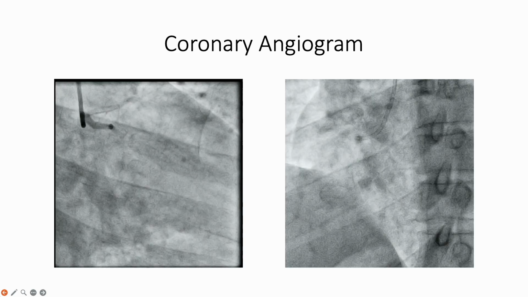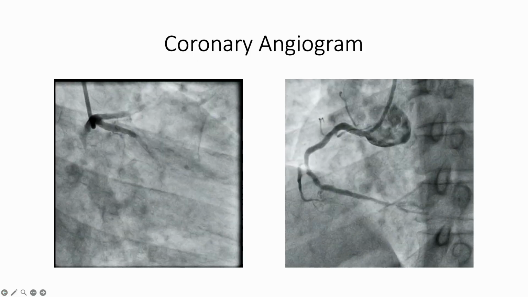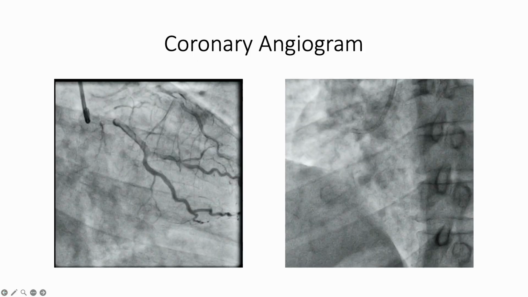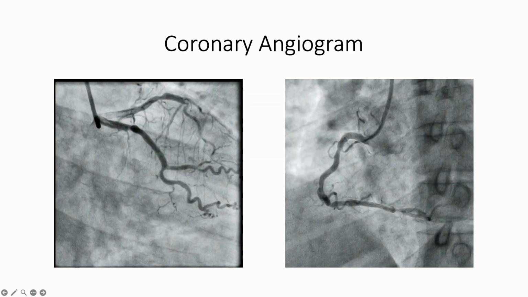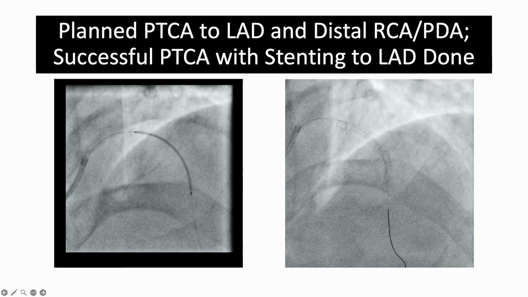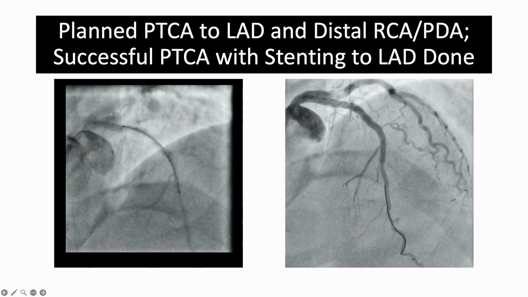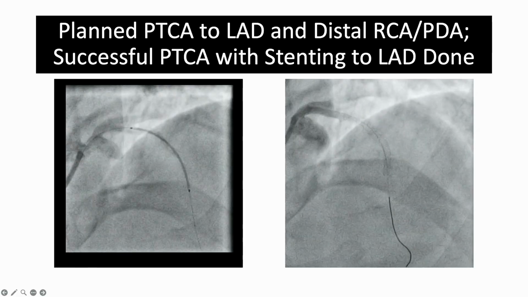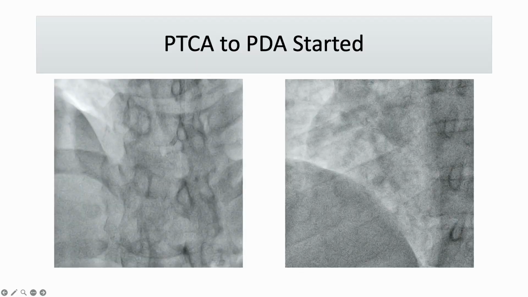No major issues there. But on coronary angiogram, you can see there was a lesion in the mid LAD, and a lesion in the distal RCA or PD junction. For a cardiologist, a very straightforward case. He put a long stent in the LAD. The patient tolerated the procedure very well, with no issue whatsoever. We proceeded for the PDA or RCA stenting.